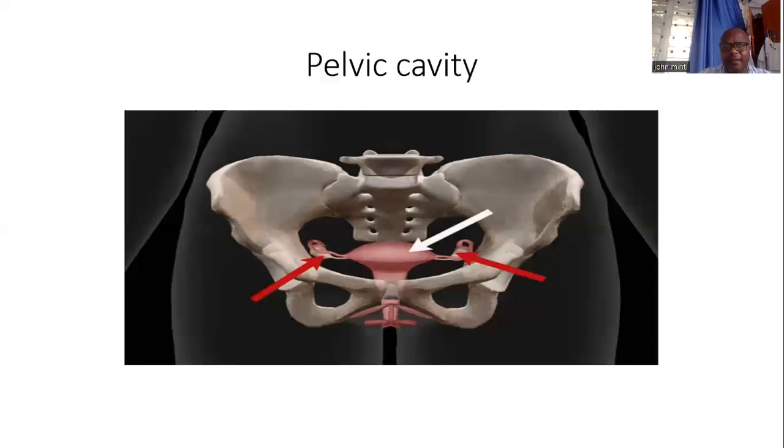So in this image, you can see the pelvic cavity. You can see the pelvic bones, which are very strong because they protect something very delicate. That means they protect the beginning of life, the house where life begins. The white arrow points to the uterus, whereas the red arrow points to the ovaries. You can see the bones which protect that house where life begins.